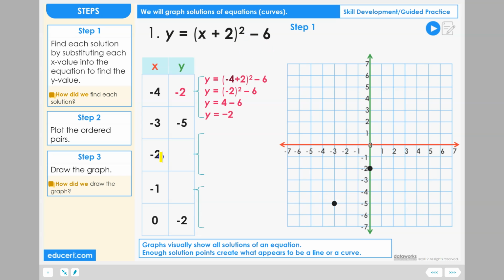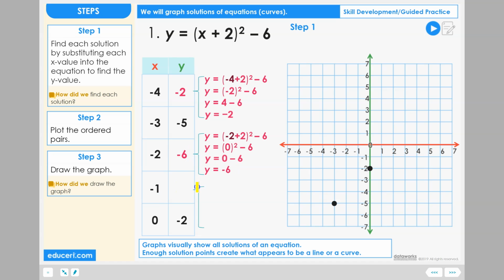The next x variable for us to substitute is -2. Y equals the quantity -2 plus 2 squared minus 6. We do the operation inside of the parentheses first, -2 plus 2, which equals 0. 0 squared is 0, and 0 minus 6 equals -6. So the next ordered pair solution is x equals -2 and y equals -6.